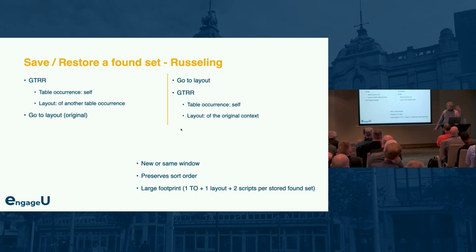But it has a very large footprint, right? For every found set you might want, you have to have a table occurrence and special instances in the script. So it has limits, you can't use it forever. But yeah, nice. And also you need to navigate. You have to switch layouts and so on.